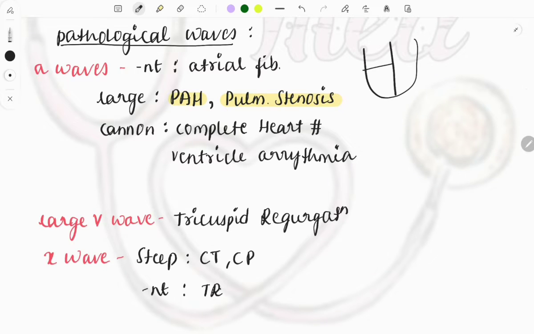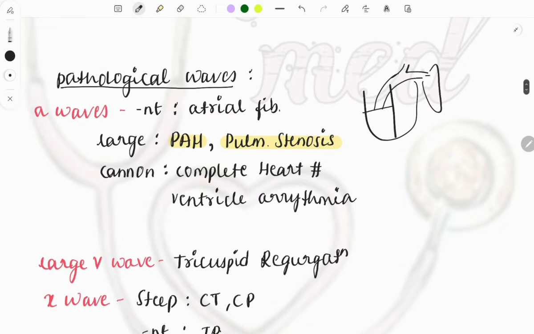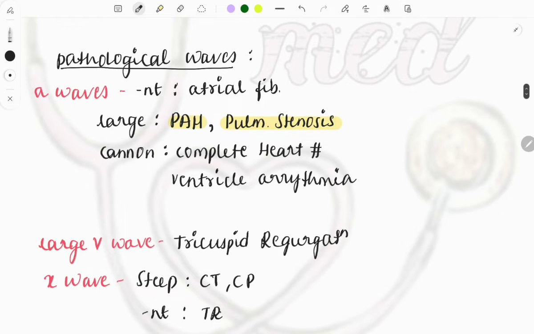Now, this is the A wave. It is connected via the pulmonary artery to the lungs, right? Pulmonary artery to the lungs. So whenever there is any issue here, it will affect the pulmonary artery, and the pulmonary artery will affect this atria. So it is like this. These are the causes. Remember these causes because they are asked in the exam.